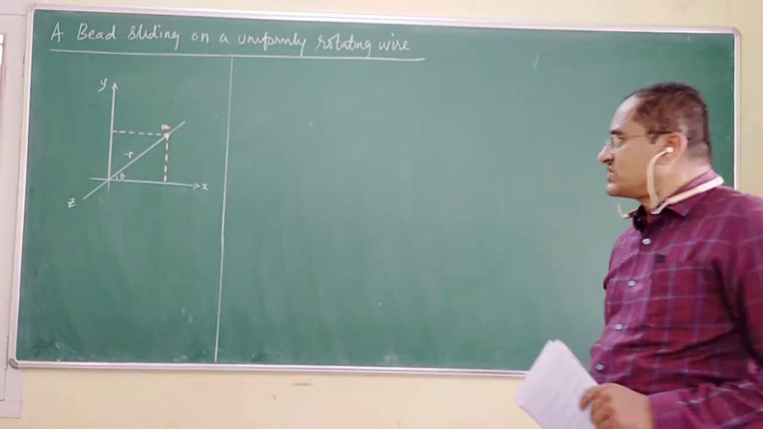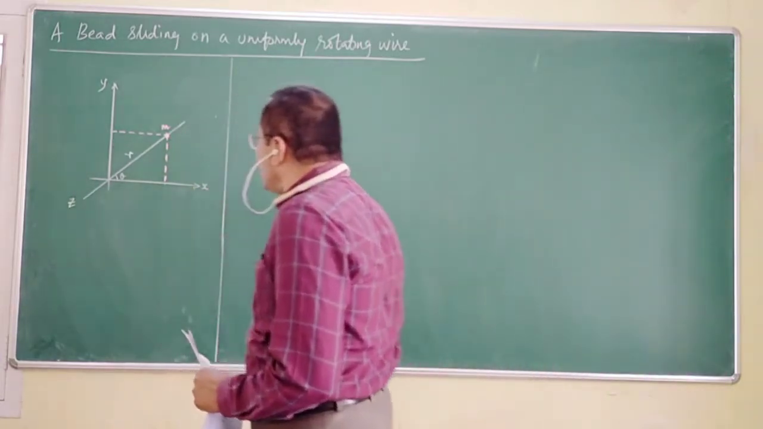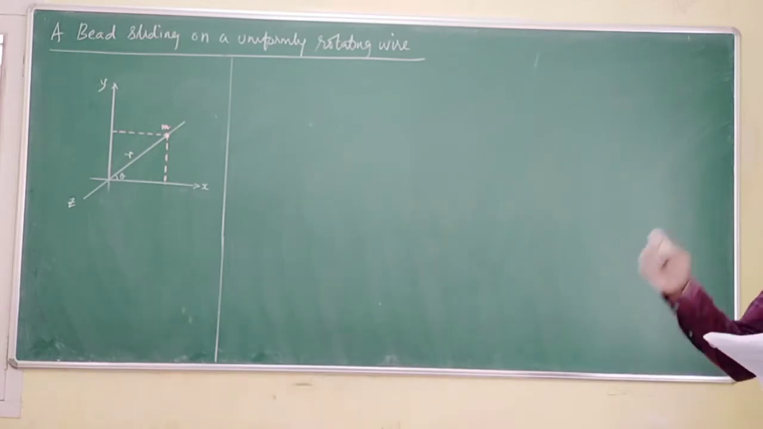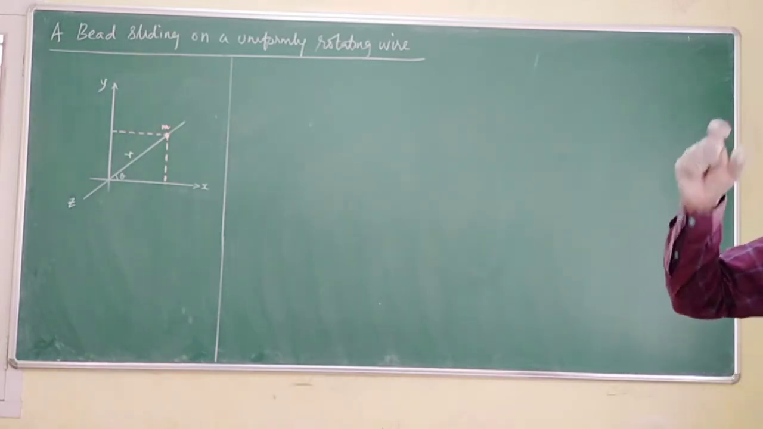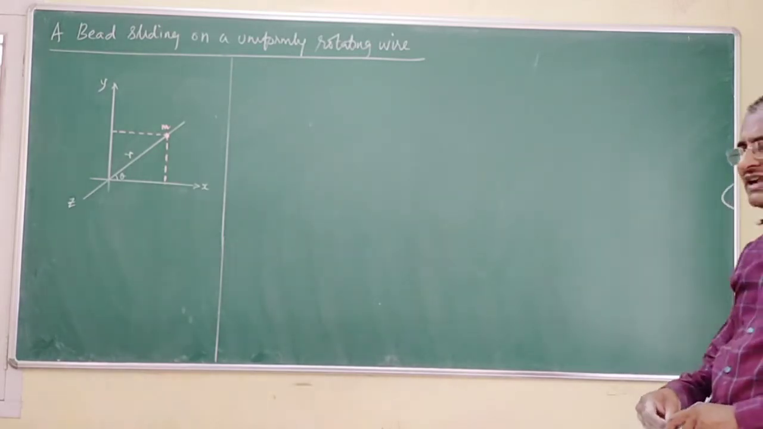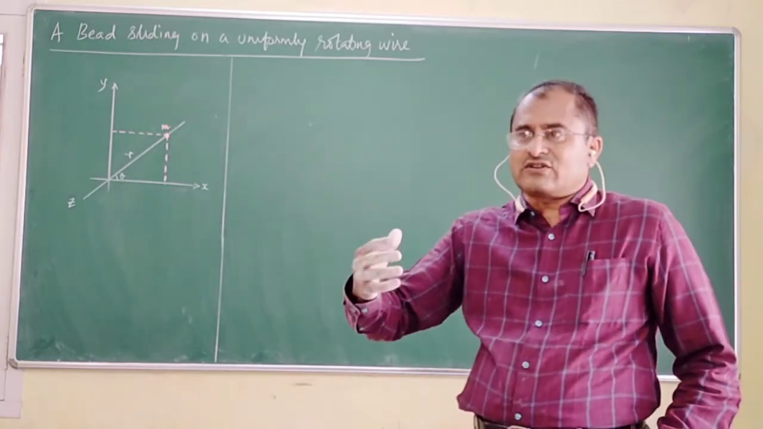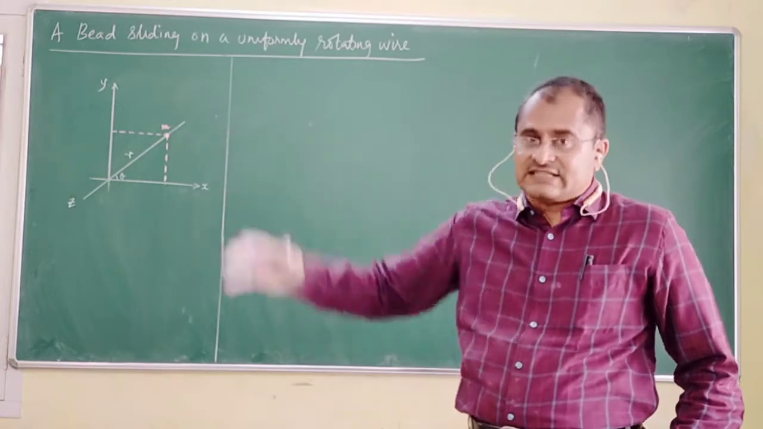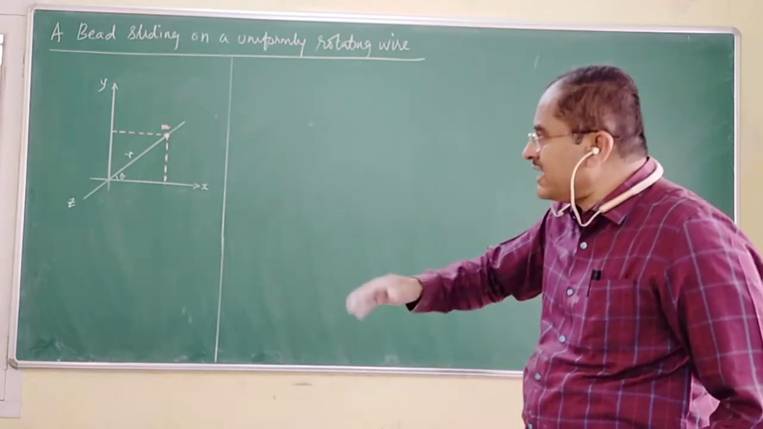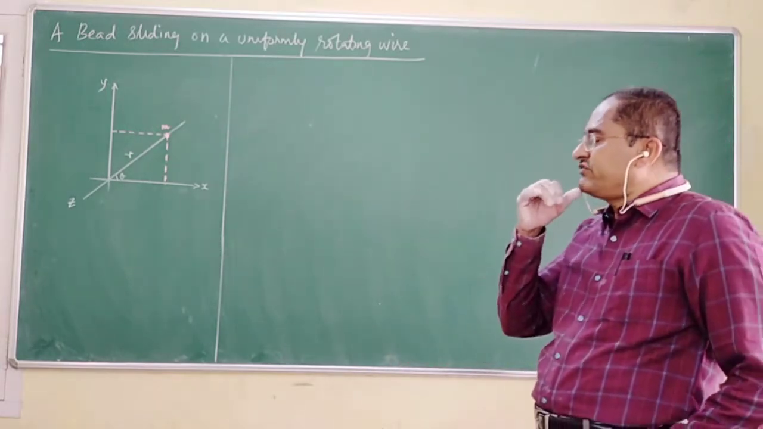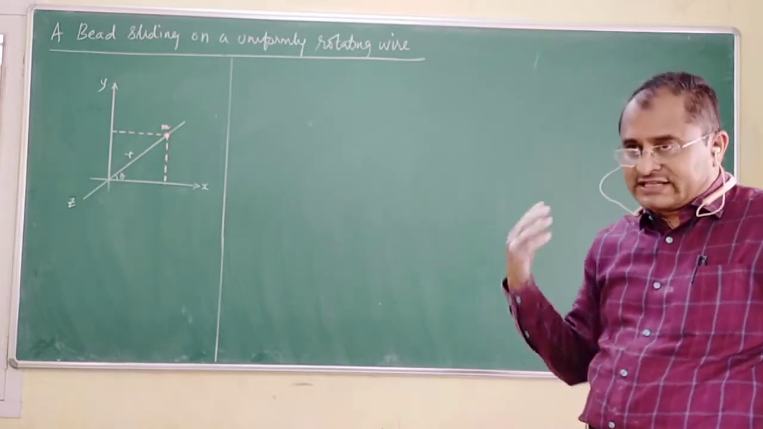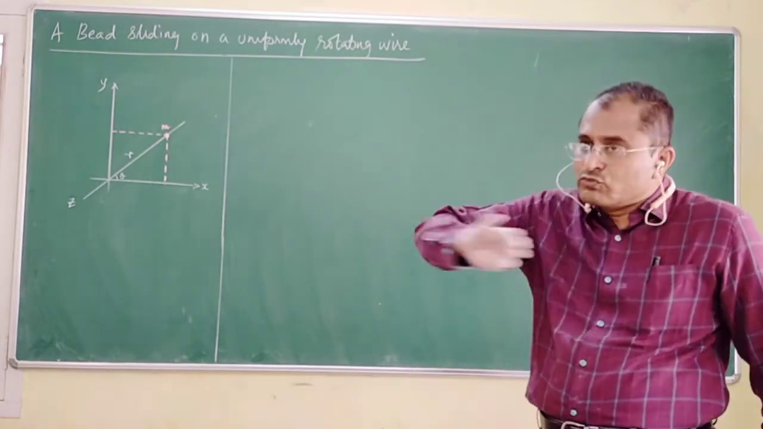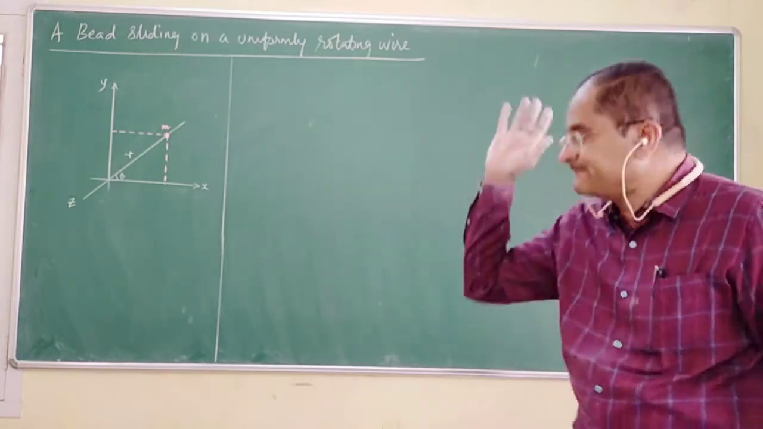The mass of the bead, as I have denoted, is m, and we assume that there is no frictional force at all. And we know, it's common knowledge, when something rotates, it will tend to move away from the center, right? So the bead, when sliding on a uniformly rotating wire, will certainly have a tendency to move away from its center.